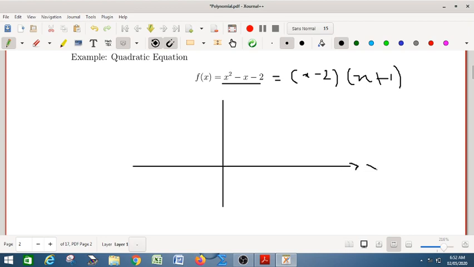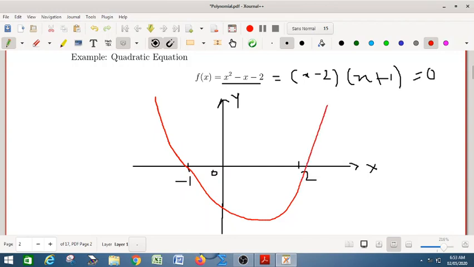X-axis, y-axis, and the origin. So if you put 0, it will give you two zeros, x equal to minus 1 and x equal to 2. Okay, so now you draw it, it represents a parabola actually. This is your 2, suppose. This is your 2. So this is the curve.